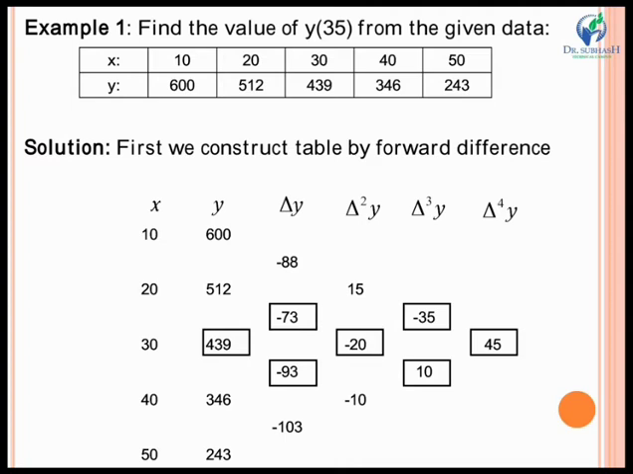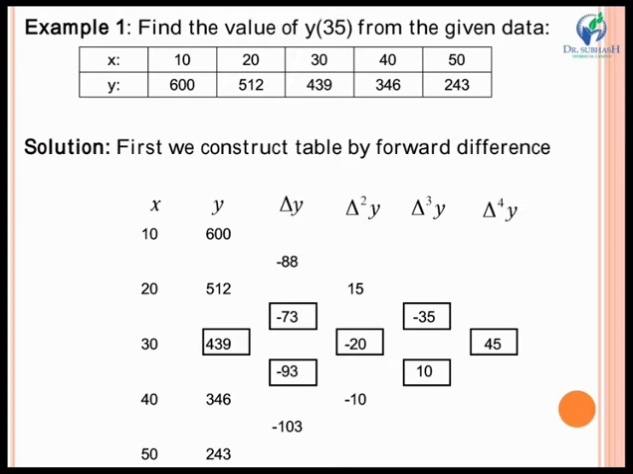Our first example is, find the value of y of 35 from the given data. Okay, so we are given the values of x and y over here. First what we will do is, first we will construct the difference table. As we know that difference table is same, lower term minus upper term, again lower term minus upper term, you get all the values up to the last term. And in Stirling's formula we will go mostly up to delta raised to 4.